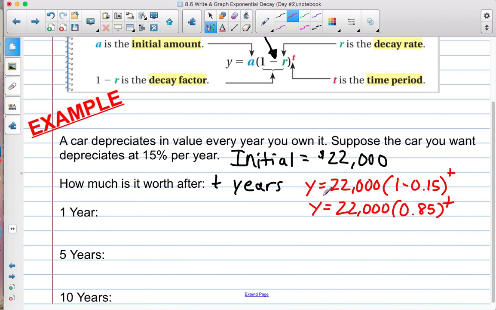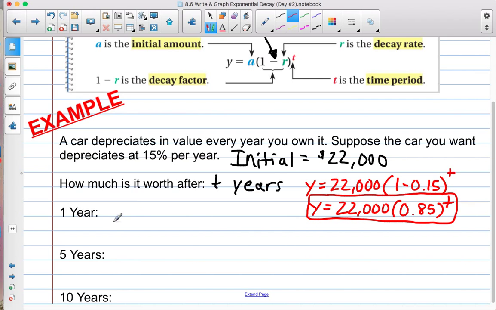This should make sense to you, and the reason this should make sense is because if you're losing 15%, it means the car is only worth 85% of its value each year. It's only 85% of its value compared to the prior year. So if you lose 15%, it means you're only 85%. So that's a key idea. Losing 15% is the same as saying only getting 85%.